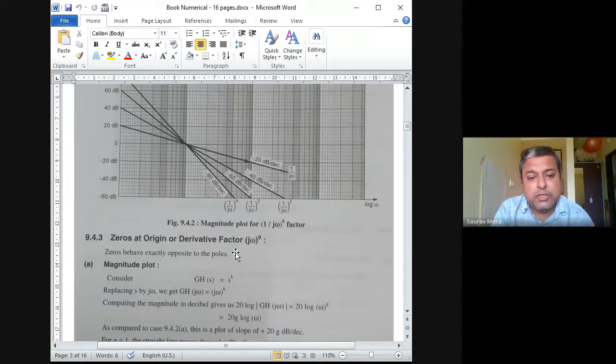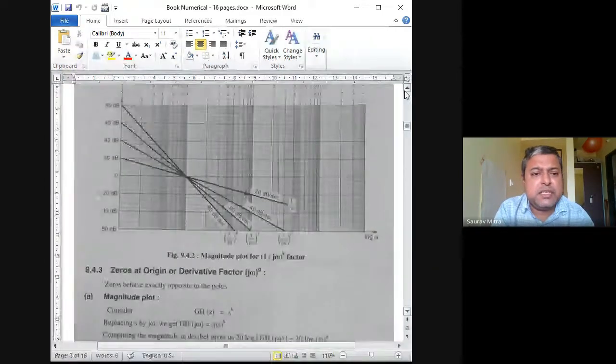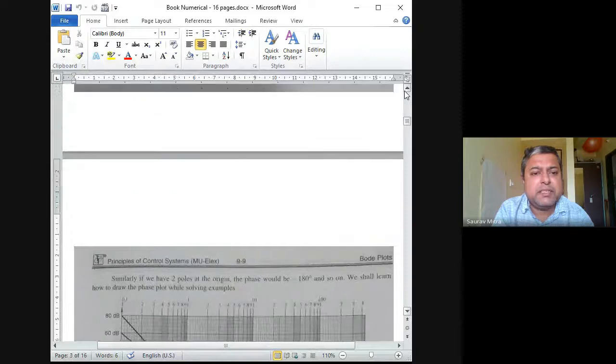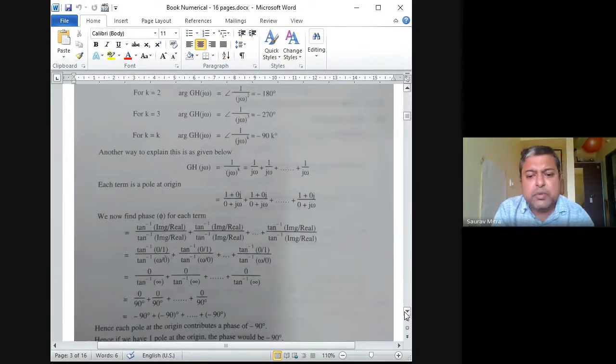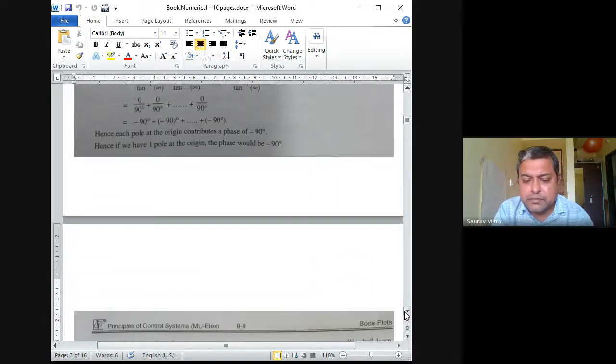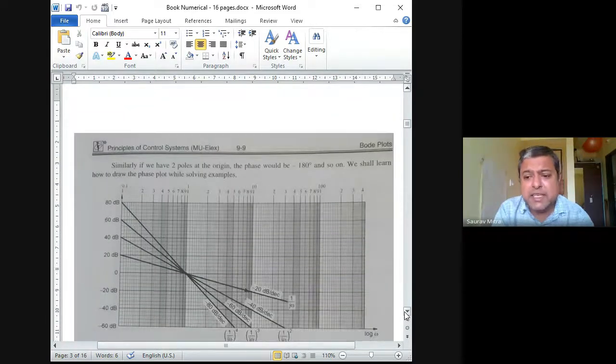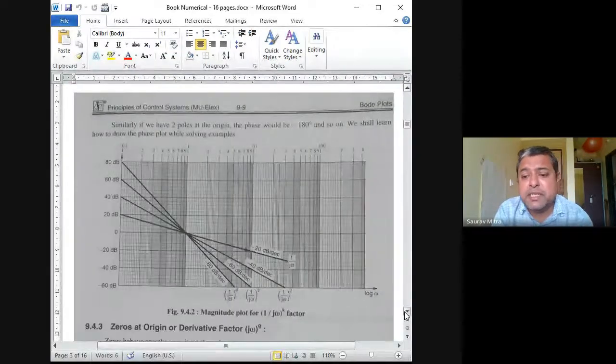So a zero at origin is called a derivative factor. A pole at origin is called an integrating factor. That means 1 by s, you can see here. I have not shown that. Poles at origin are called integrating factors because 1 by s is an integration, and 1 by s square is a double integration.